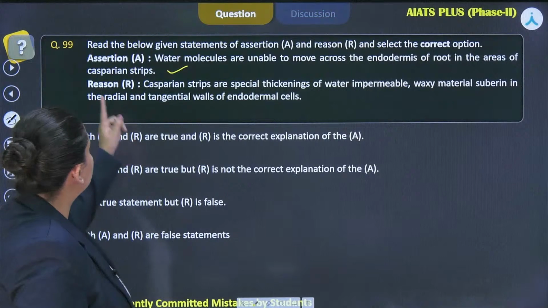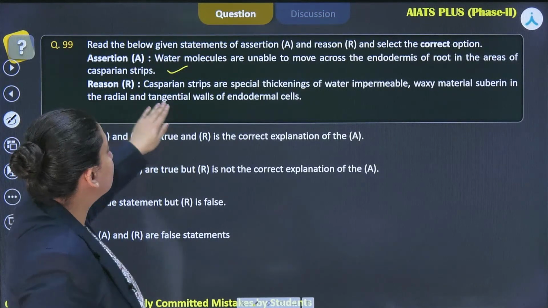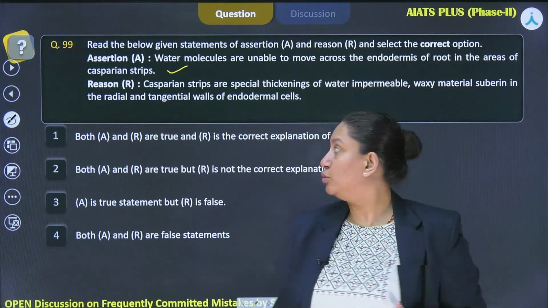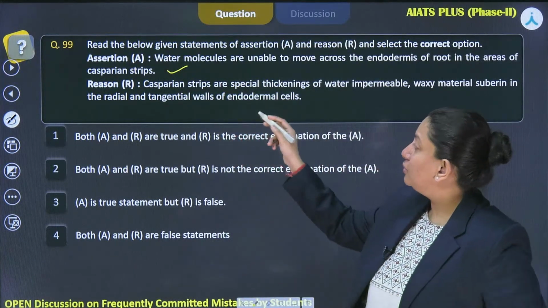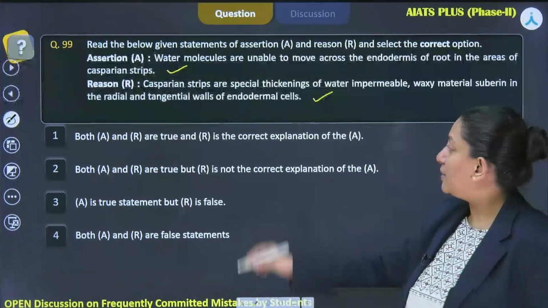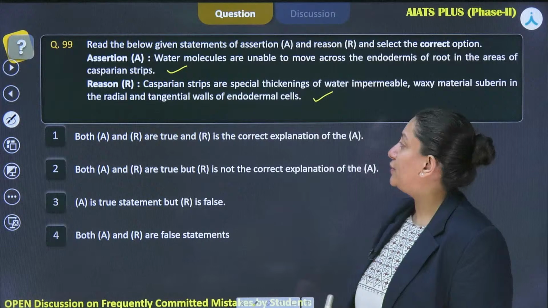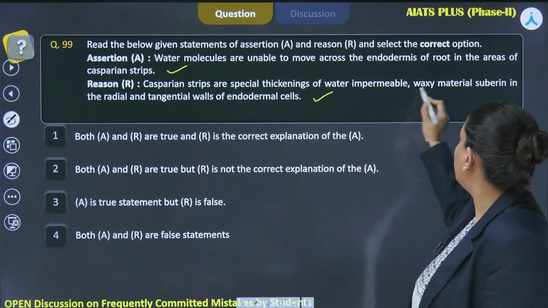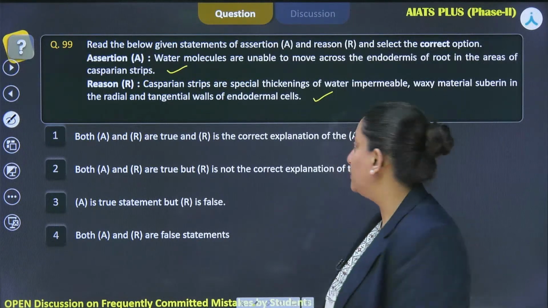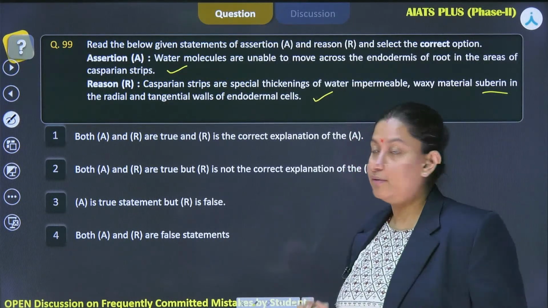Now moving to the reason statement, it says that Casparian strips are special thickenings of water impermeable waxy material suberin in the radial and tangential walls of endodermal cells. So this is also correct, right? They are found in the radial and tangential walls of endodermal cells, and they are made up of this water impermeable substance known as suberin, right?